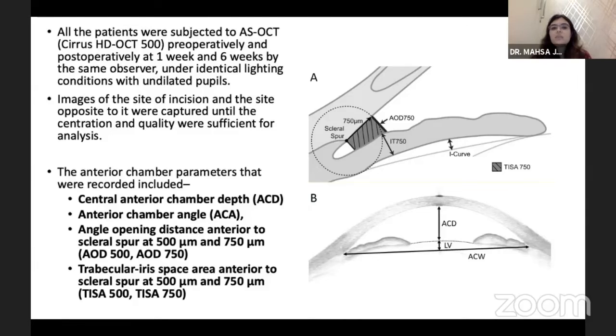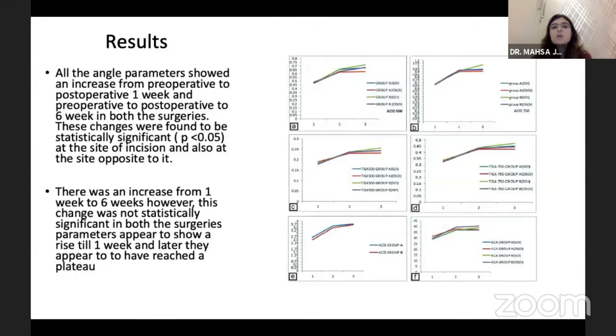The parameters that were evaluated were central anterior chamber depth, anterior chamber angle, and angle opening distance, which was measured at 500 and 750 microns from the scleral spur. We also evaluated trabecular iris space area, at 500 and 750 microns from the scleral spur. What we found out was that all the parameters showed an increase from preoperative to postoperative 1 week, as can be seen in the graph. But from 1 week to 6 weeks, all the parameters in both the groups tend to show a plateau.